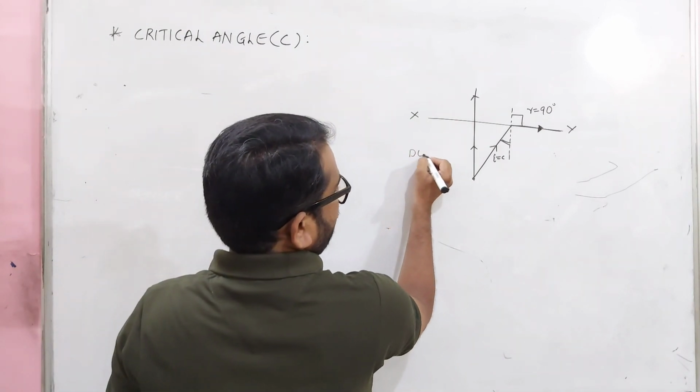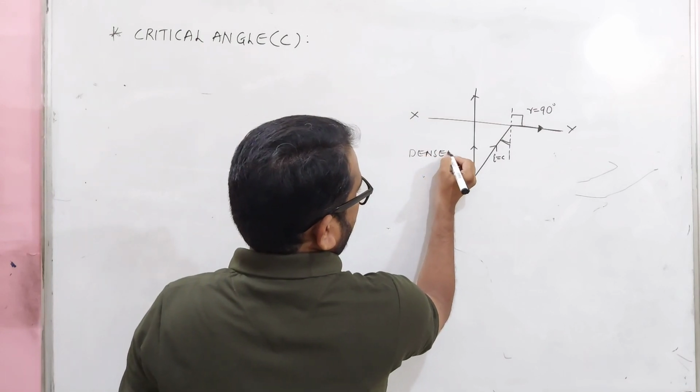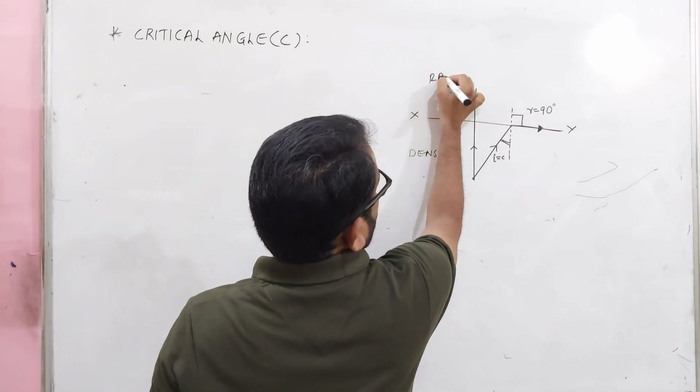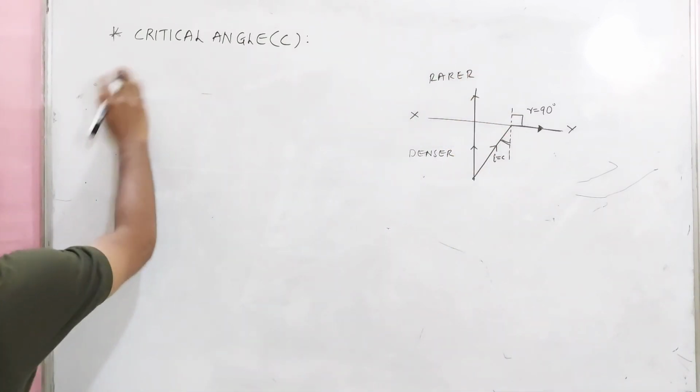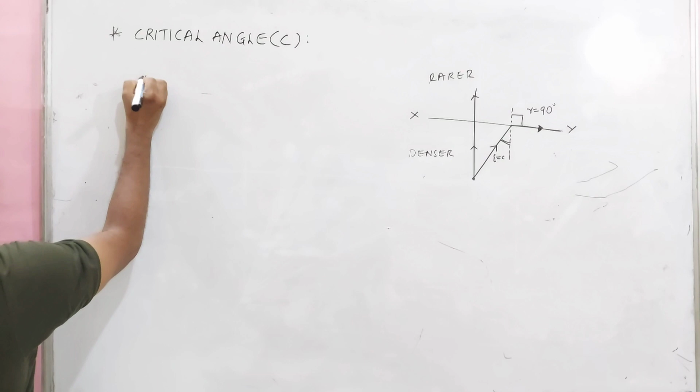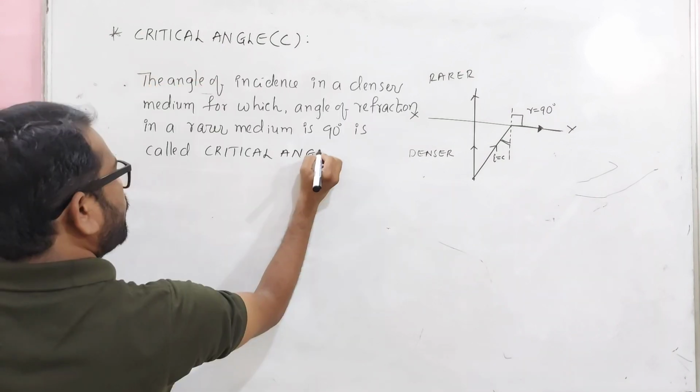So here is the optically denser medium, and here is the optically rarer medium. So what is the critical angle, dear children? Look at here. It is nothing but the angle of incidence only, the critical angle.